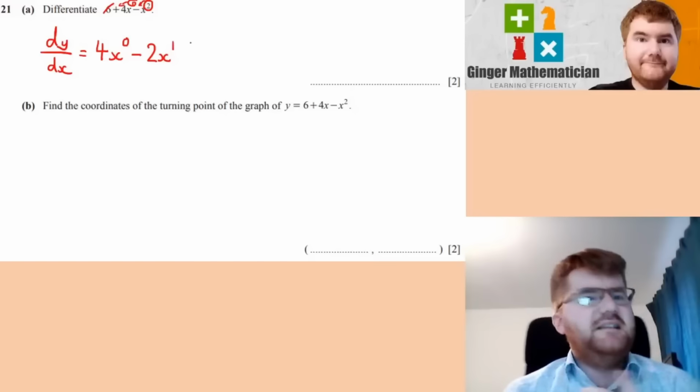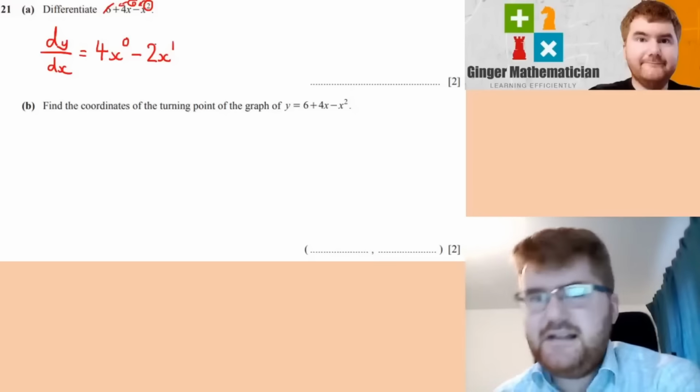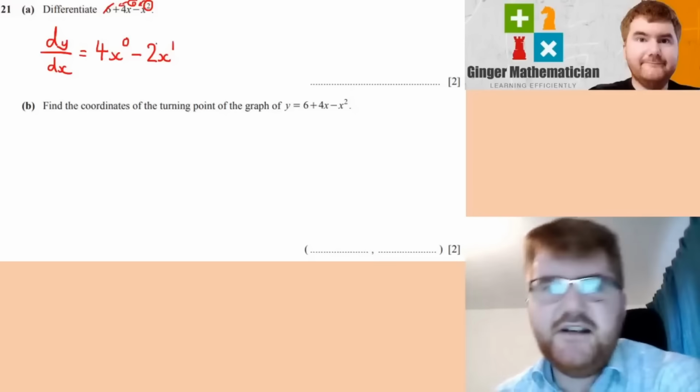At the moment it's in kind of ugly algebra, so let's tidy this up. Remember, anything to the power of 0 is equal to 1. 1 times 4 is 4. And remember, x to the power of 1, we generally like to write as x. So our answer for this question here is 4 minus 2x, like so.